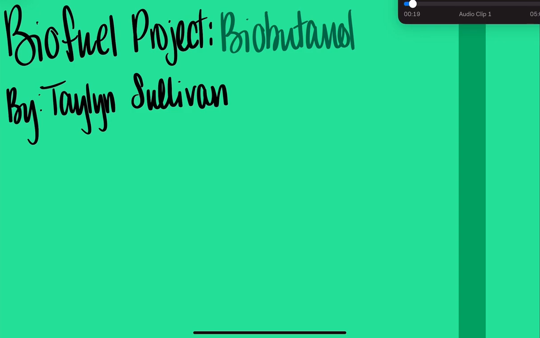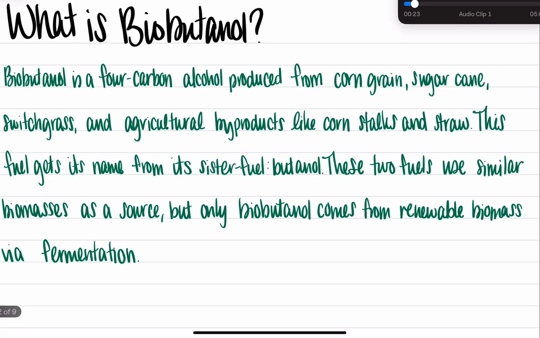And the biofuel that I chose is Biobutanol. So what is Biobutanol? Biobutanol is a 4-carbon alcohol produced from corn grain, sugarcane, switchgrass, and other agricultural byproducts like corn stalks and straw. This fuel gets its name from its sister fuel, butanol. These two fuels use similar biomasses as a source, but only biobutanol comes from the renewable biomass via fermentation.